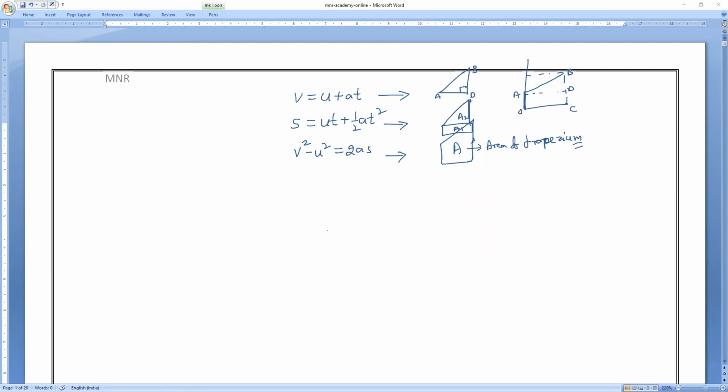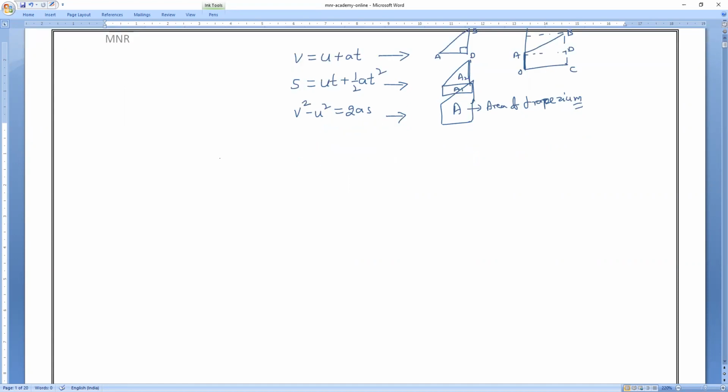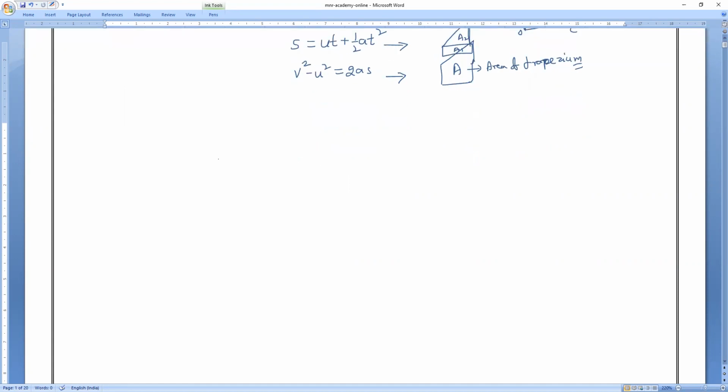Before going to start today's class, as I told you, today we are going to derive the same three equations of motion by using the algebraic method. Before that, I want to make you note two points. So please write the two points. Then after that, we will proceed with the algebraic method.